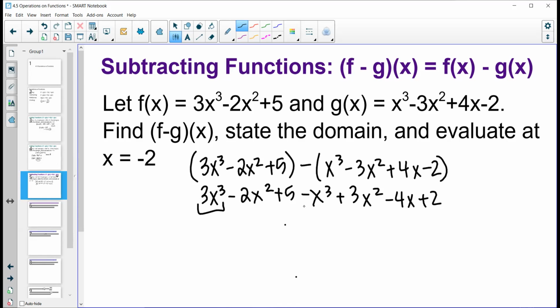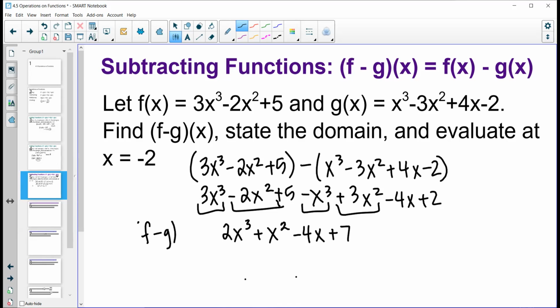Now we can combine those terms that are alike. So these two here become a 2x to the third. These two pieces here will end up giving us an x squared. We have this minus 4x, and then 5 plus 2 is 7. Okay, so this right here is f minus g of x, and that's going to be 2x to the third plus x squared minus 4x plus 7. Now to find our domain, we have a domain of all the real numbers, because this is a polynomial function, and so we're not limited.